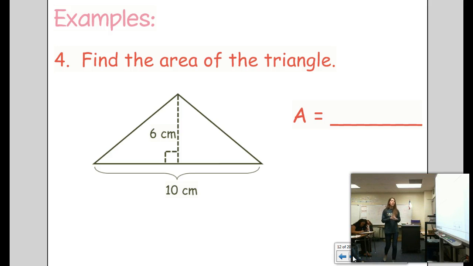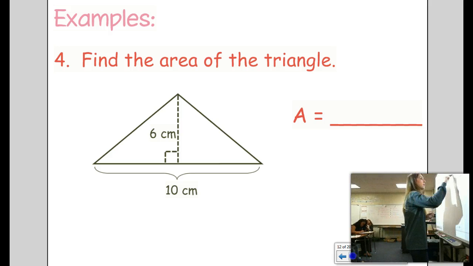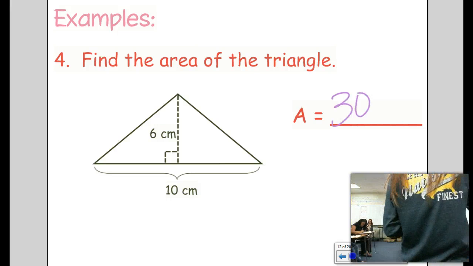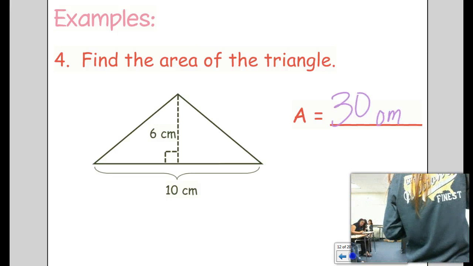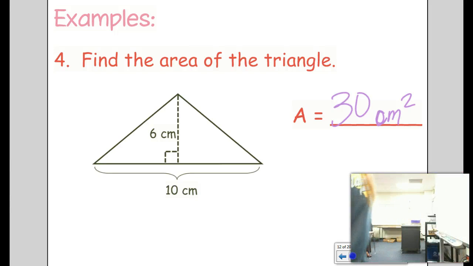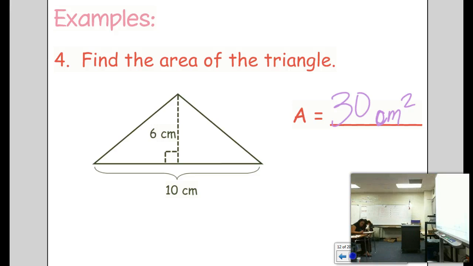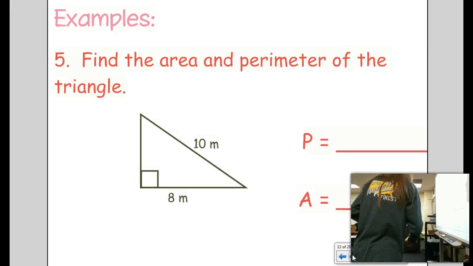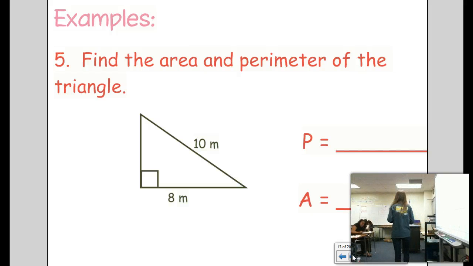Megan, area of that triangle. 30 units. Centimeters squared. My C kind of got messed up. Base times height divided by 2. 60 divided by 2. 30. Okay. Looking good. Next one. Area and perimeter. Go.